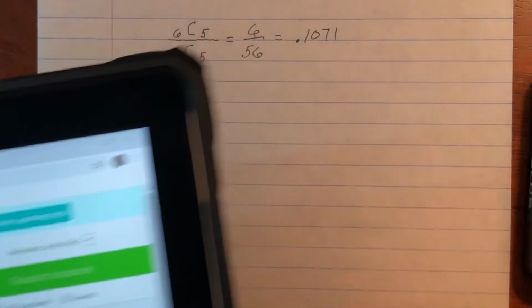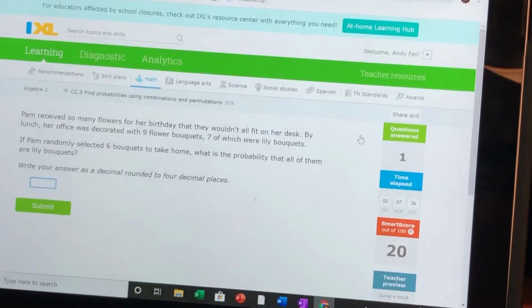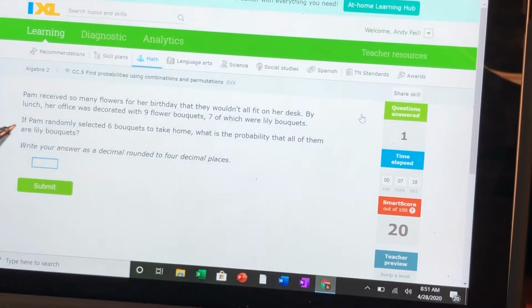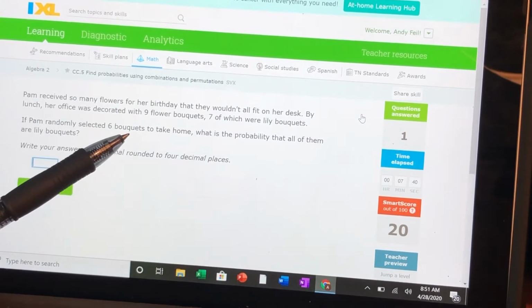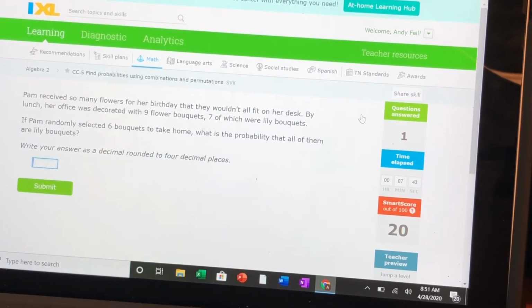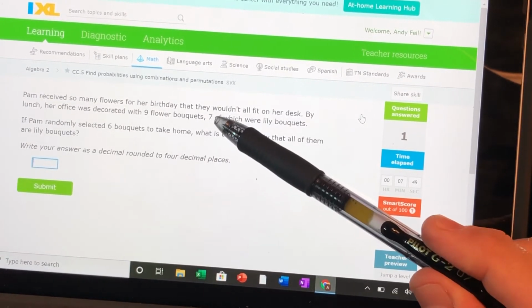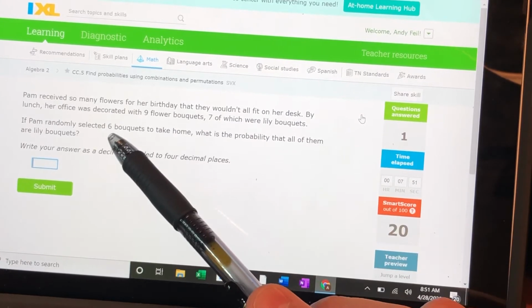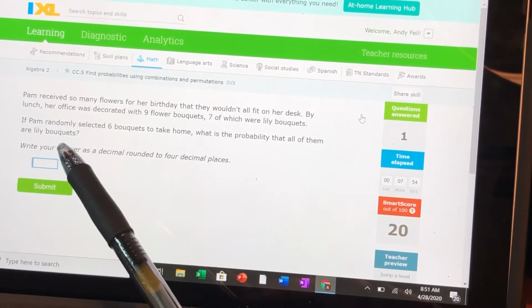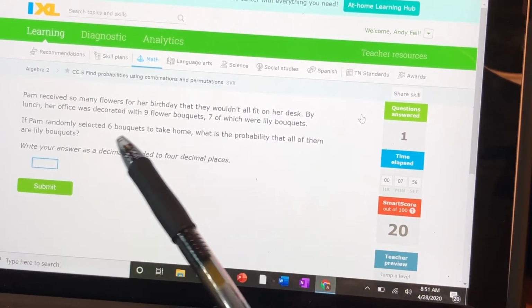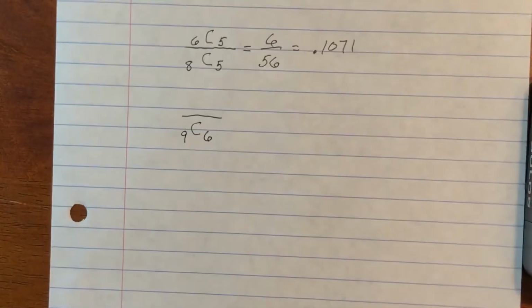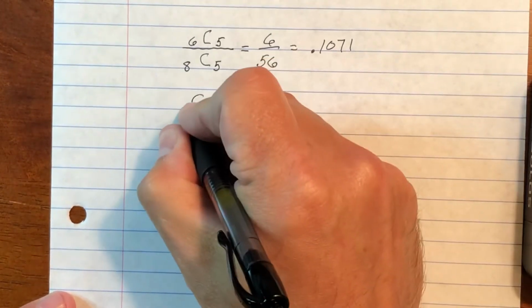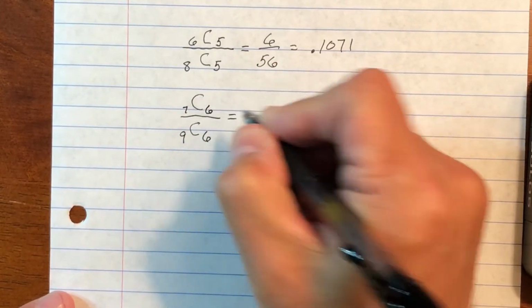And for the numerator, well, let's figure this out. If Pam randomly selects 6 bouquets to take home, we'll find the probability that all of them are lilies. Well, how many lily bouquets does she have to choose from? 7. And how many is she choosing? 6, because it says all of them are lily bouquets. So 7 choose 6. So on the numerator, we're going to put 7 choose 6.